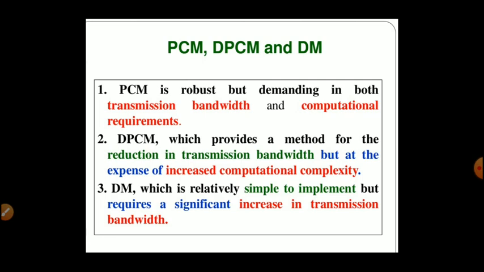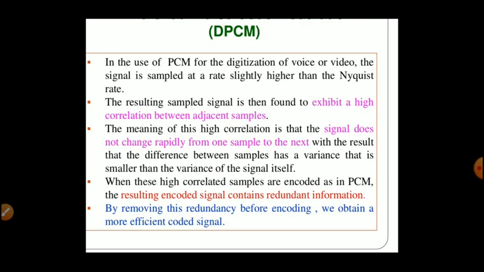PCM, pulse code modulation, is robust but demanding in both transmission bandwidth and computational requirements. DPCM provides a method for the reduction in transmission bandwidth but at the expense of increased computational complexity. DM is relatively simple to implement but requires a significant increase in transmission bandwidth. DPCM: the use of PCM for the digitization of voice or video.